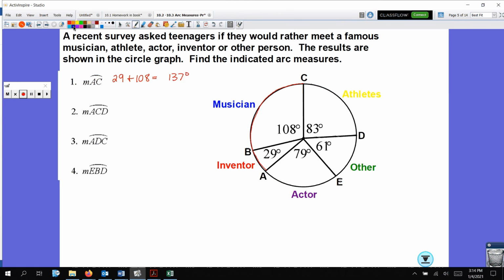I'm going to change colors, just try to keep this together, okay? So now it looks like this is going to be a major arc for number two, the measure of major arc ACD, or it could be a semicircle. Let's check it out. Since it goes from A to C first, I have to do that when I'm tracing my circle. So I'm not going to go this way, no. I'm going to go A to C to D. Now I'm going to add up 29 plus 108 plus 83.